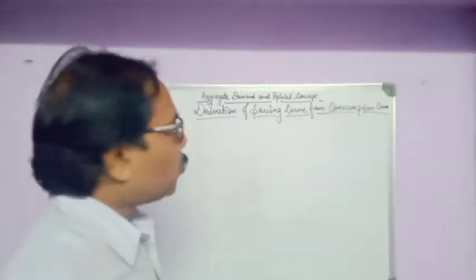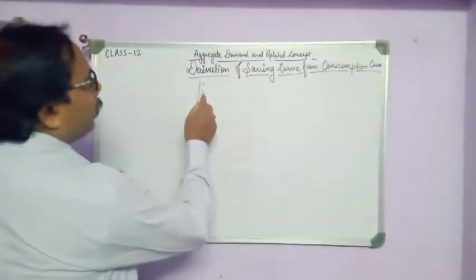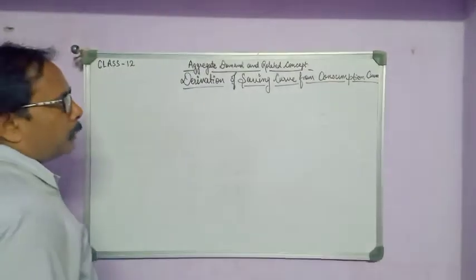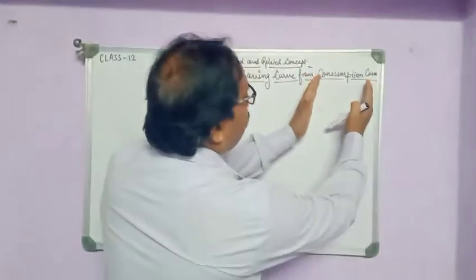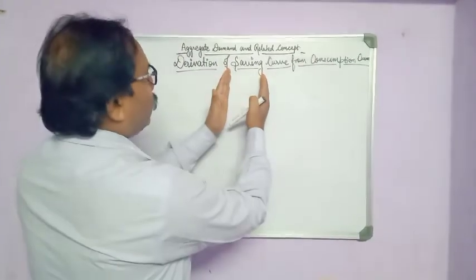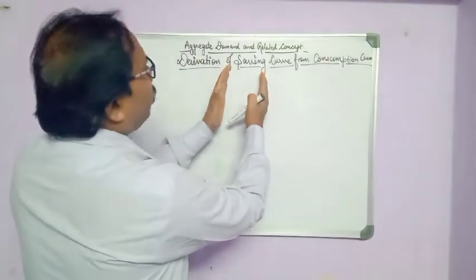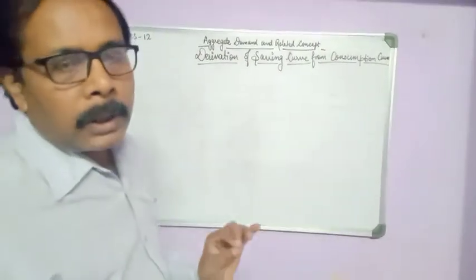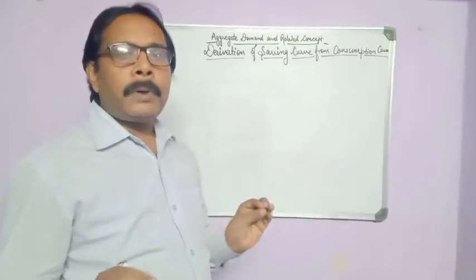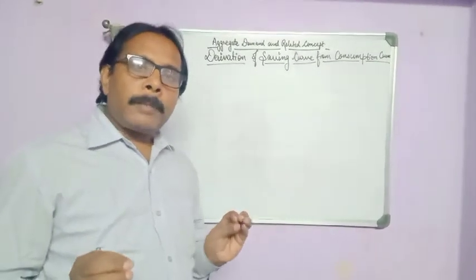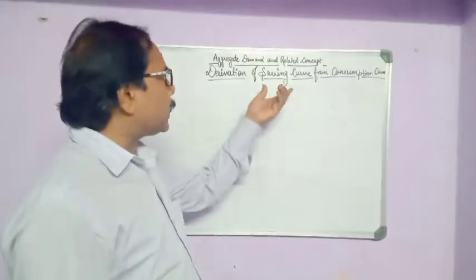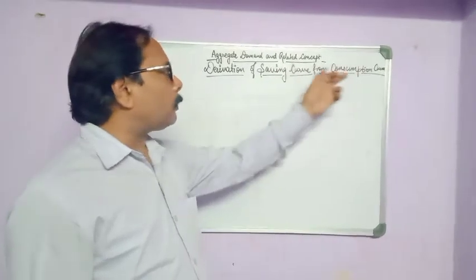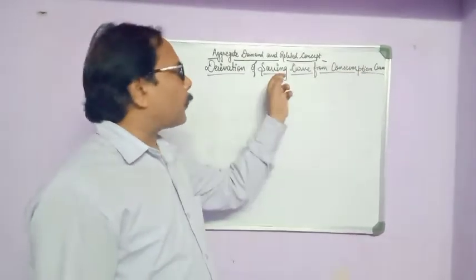Hello my dear students, today I am going to discuss the derivation of the saving curve from the consumption curve. It means here you have the consumption curve, and you have to derive the saving curve from it. As you know, every curve is based on a particular schedule. Unless you have knowledge about the schedule, it is very difficult to derive the saving curve from the consumption curve or the consumption curve from the saving curve.